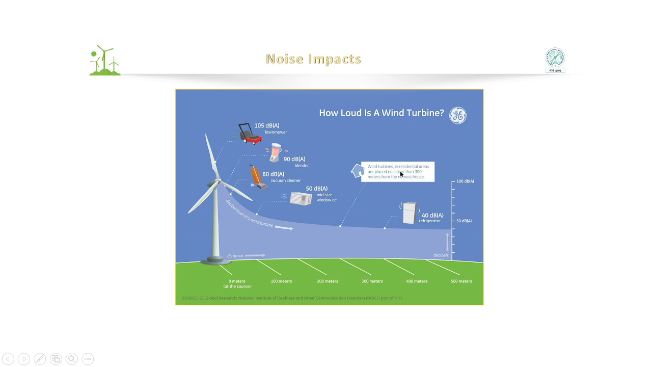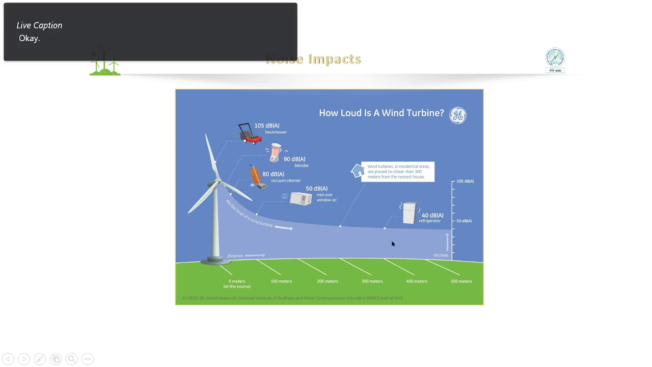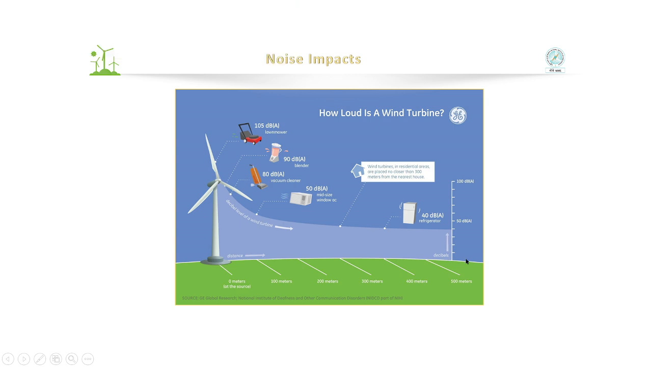Wind turbines in residential areas are placed no closer than 300 meters from the nearest house. So this is a GE stipulation. The acoustic measurement must be done and it should be calibrated, for noise impacts.